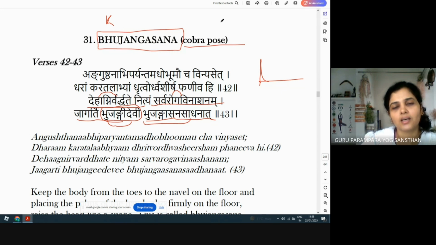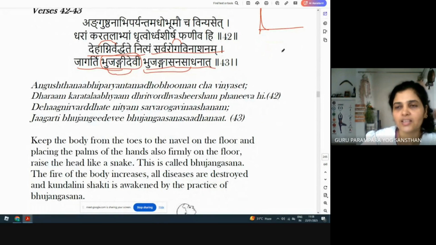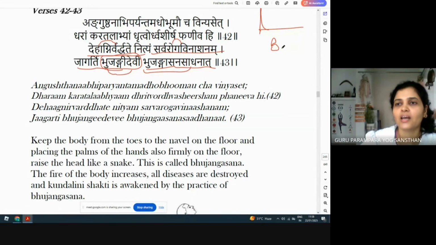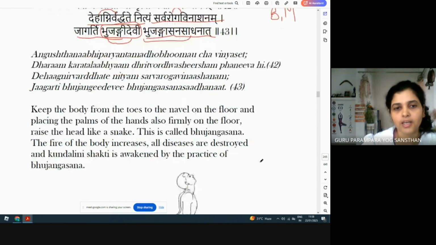According to Gherand Samhita, which asana will awaken your Kundalini? That is Bhujangasana. And gastric fire, can anyone tell me in which other asana? All 13 types of Agni were ignited in which other asana? Makarasana, the Crocodile pose. Very nice. Bhujangasana and Makarasana, these two asanas only have been mentioned for this in Gherand Samhita.